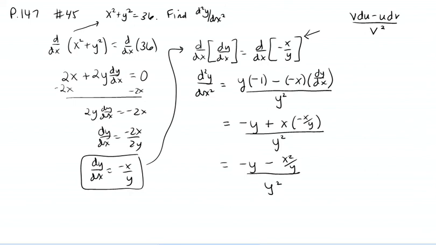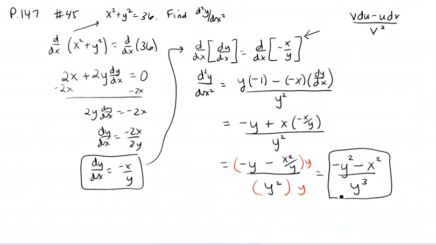That looks pretty good, but I don't like to see a fraction inside a fraction, so I'm going to multiply the top and the bottom by y. All right, if I do that on the top, I have negative y squared minus x squared. I just distributed the y through the numerator. On the bottom, I have y cubed. Now that answer looks pretty good, and it fits the requirement of the problem, which said to express it in terms of x and y.